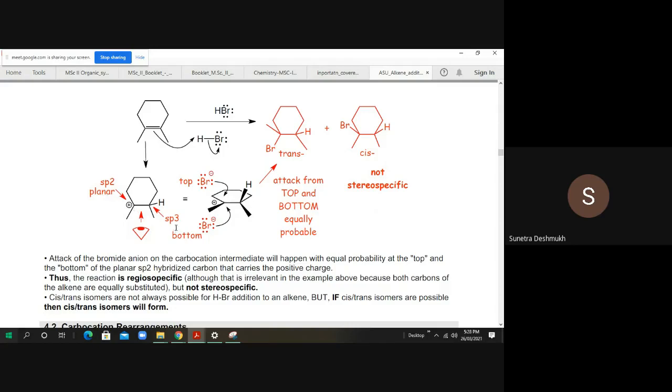So Br minus will attack from the bottom face as well as from the top face. Here I have written how the structure we have to write, and Br minus will attack on this carbocation from the bottom side as well as from the top side. As the carbocation is planar and sp2 hybridized, both side attack is possible.